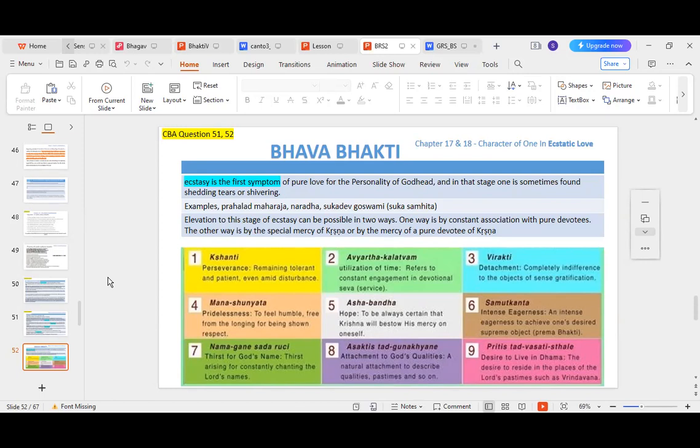Okay. First is Shanti, that you can understand. Avyartha Kalatvam, which means Kalatvam means the time. Okay. So the time is very important. So they will see that they are engaged in Krishna service 24/7.